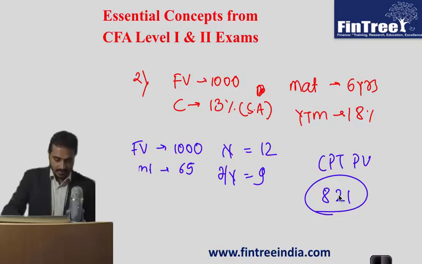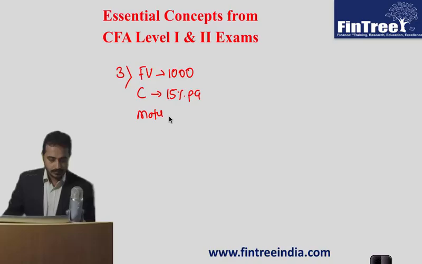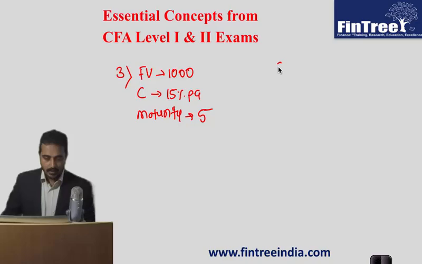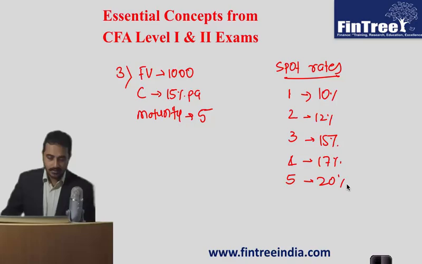Question number three. Face value 1000. Coupon rate 15% per annum, annual coupon. Maturity 5 years. Spot rates for years 1, 2, 3, 4, and 5. Spot rate of year 1, 10%. Year 2, I'm intentionally keeping the gaps larger. 15%, 17%, and 20%. Find out value of the bond.